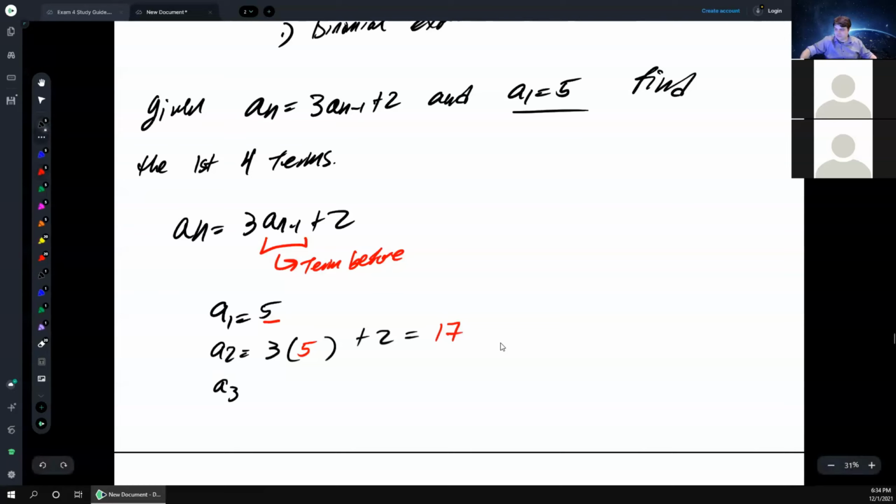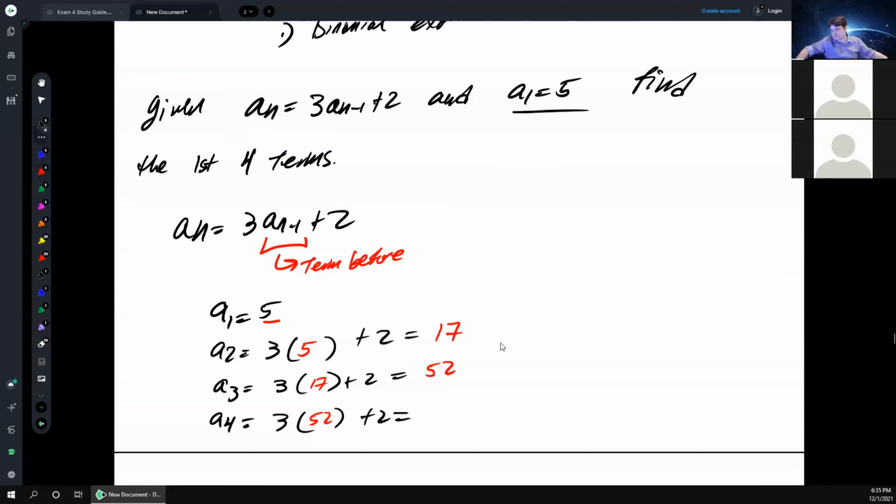A3 is going to be 3 times something plus 2, and that something is going to be the last term. So that's 3 times 17 plus 2. 3 times 17 is 51, plus 2 gives us 52. And then lastly, a4 is going to be 3 times something plus 2, where once again, that something is going to be given by the last term. So we have 3 times 52 plus 2.